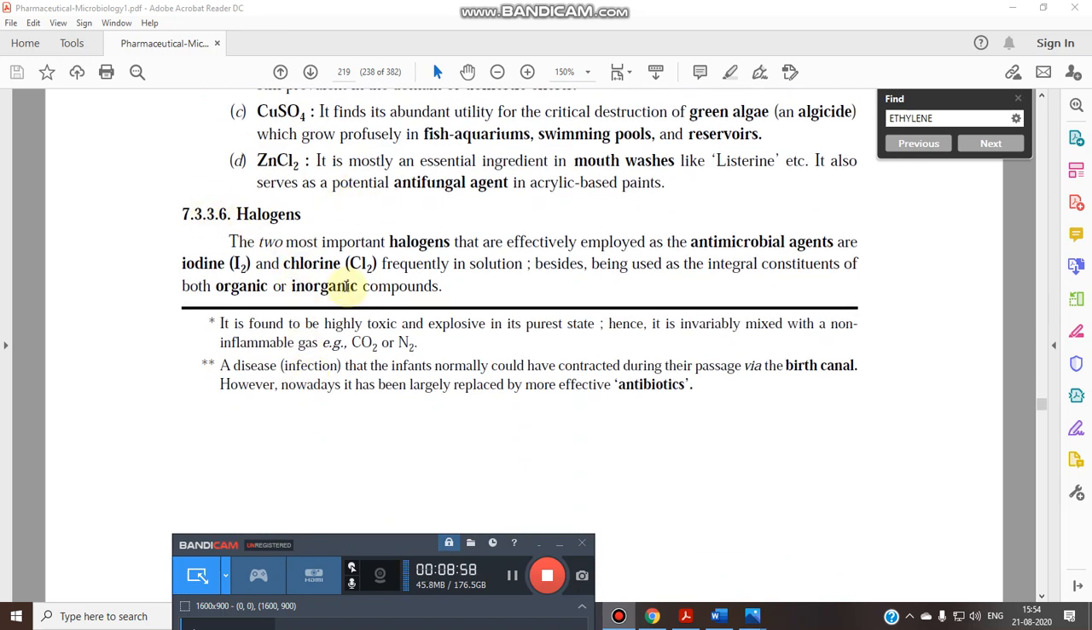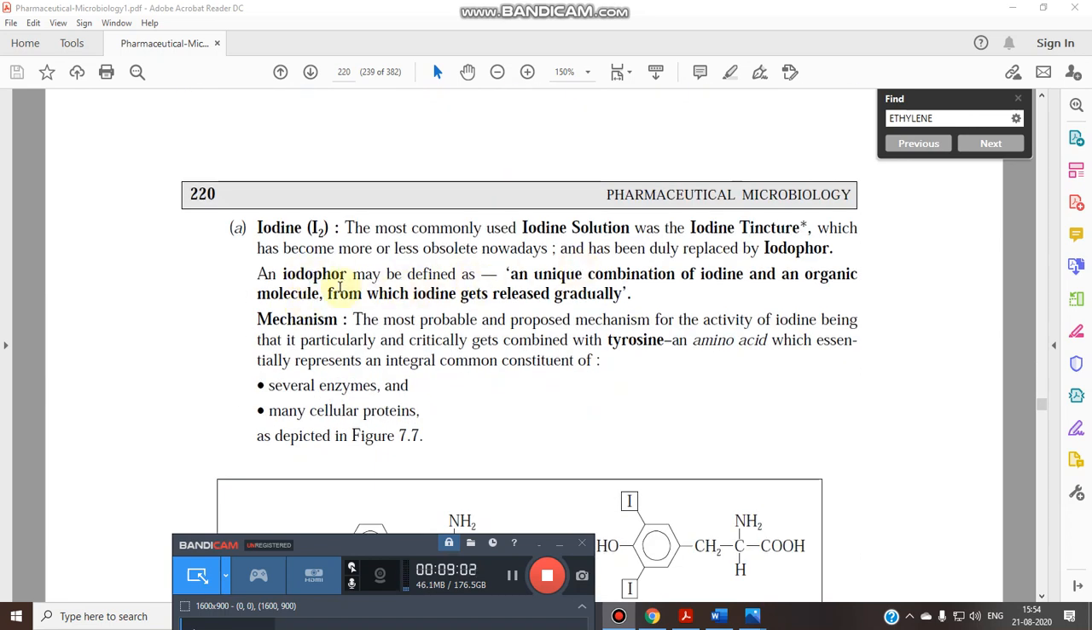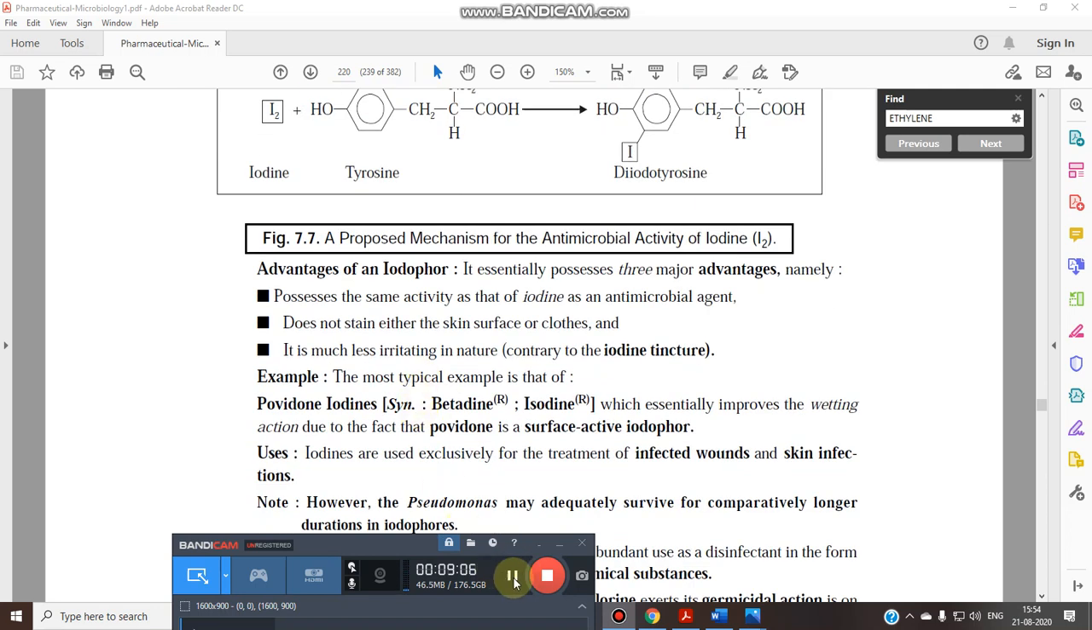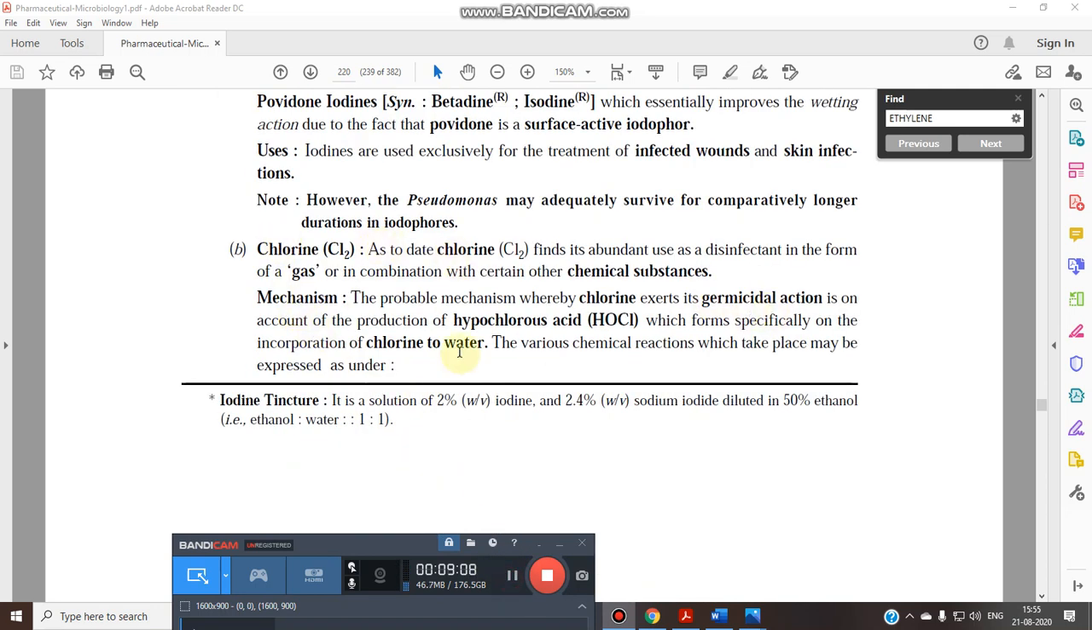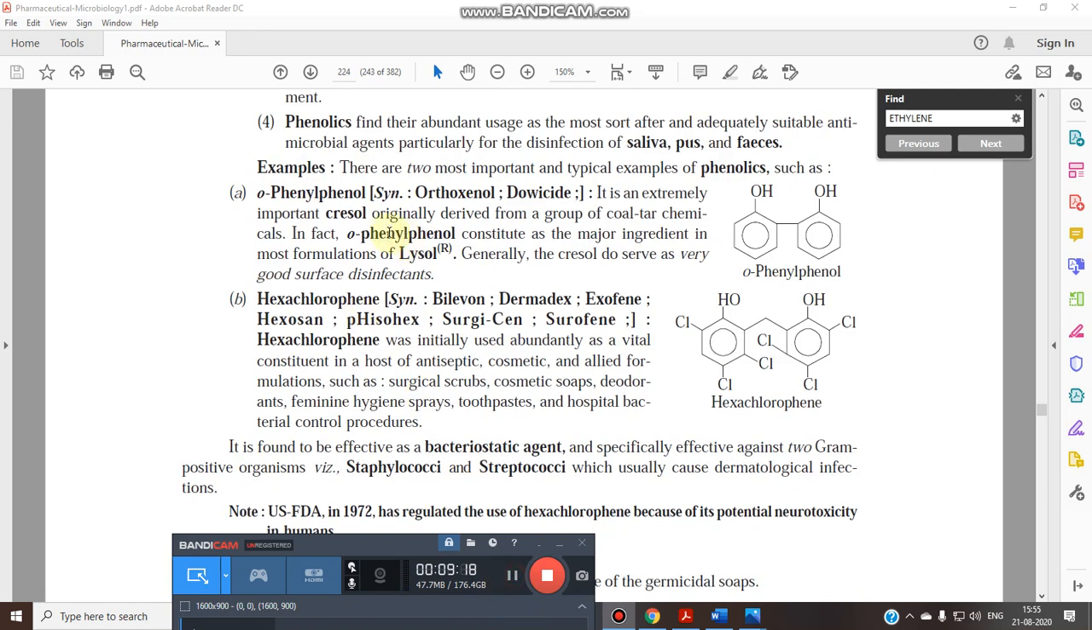Okay, so next are the halogens. We know the chlorinated compounds are used, like iodine in the form of iodophore. Okay, we have completed this. And chlorine gas is also used, which has a germicidal action. Again, hydrogen peroxide is there. This is a nascent oxygen, and due to this it acts as an antimicrobial. In the category of phenolics, we have orthophenylphenol and hexachlorophene. These are very important.